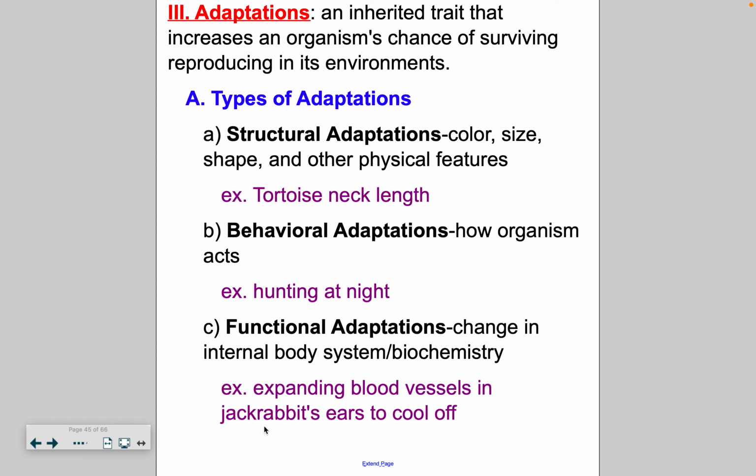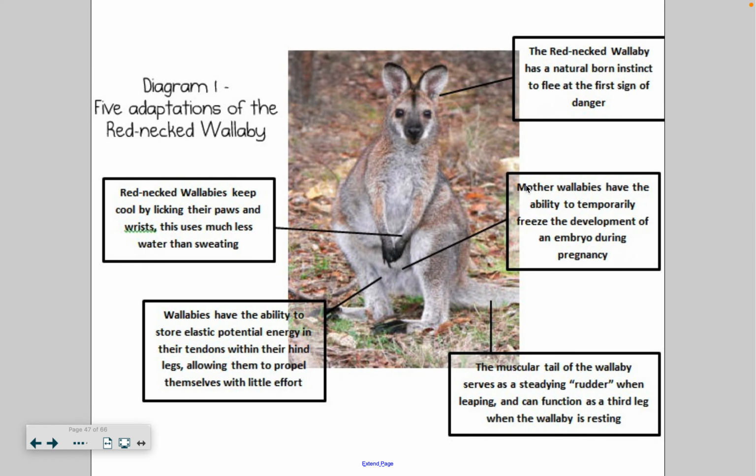So we are going to do something called the Adaptation Project, where you're going to select an animal and identify a structural adaptation, a behavioral adaptation, and a functional adaptation, and then sketch it, point out where these adaptations are, and then explain those adaptations. So excuse me while I jump ahead. In your notes, I sketched a wallaby. Now, obviously up here, this is not sketched. I took this picture from the web, but in the notes, I actually sketched it. So you will have to sketch your organism.